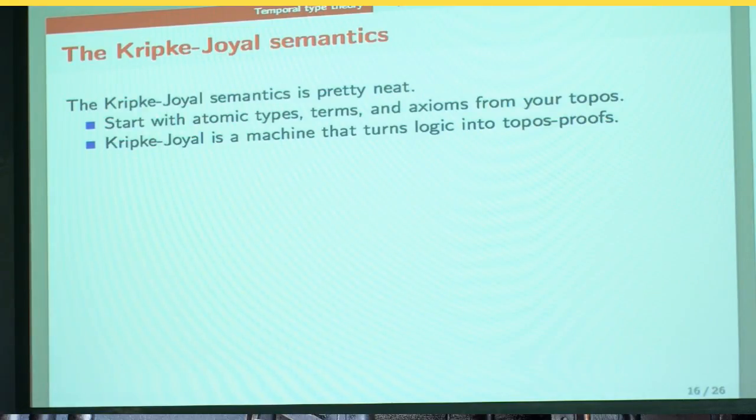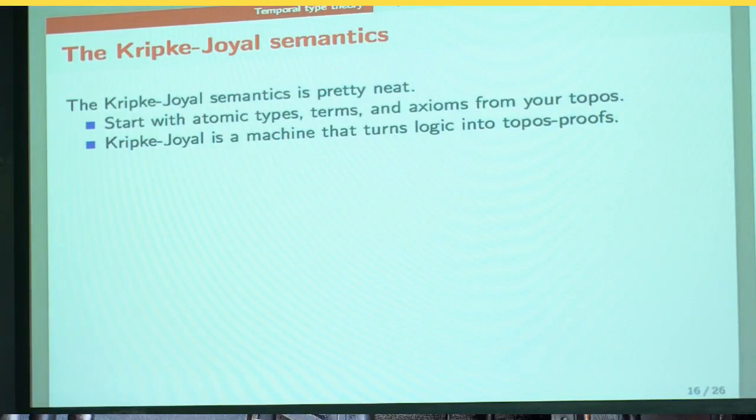So what happens is you start with these atomic types and terms from your topos. So you give each atomic type a meaning as an object in your topos, a sheaf. So the types are going to turn into sheaves, the terms are going to turn into sheaf morphisms, and the axioms are going to be facts about commutative diagrams and other things in your topos.